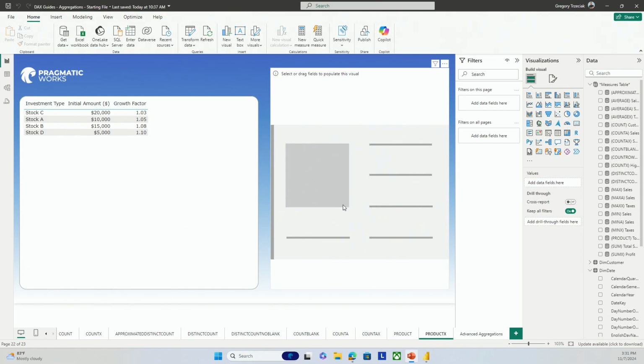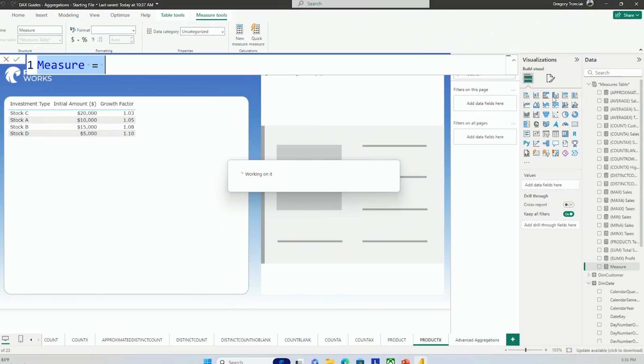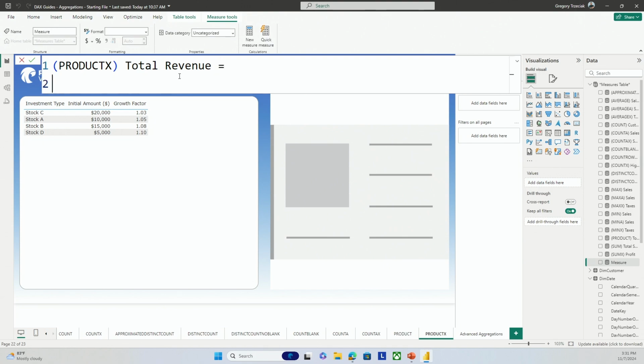So a couple ways to look at this, because it is a pretty niche function. What I'll do is start with this investments table, go to the measures table, and make a new measure. I'm going to call this product X, and I'm going to say total revenue. So we're going to imagine a situation in which I need to multiply across my rows and get a result.